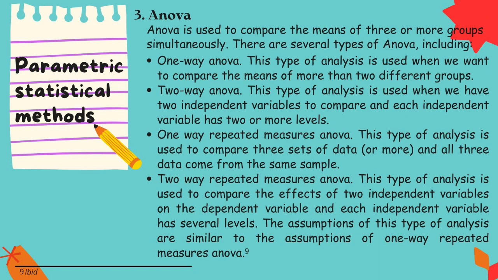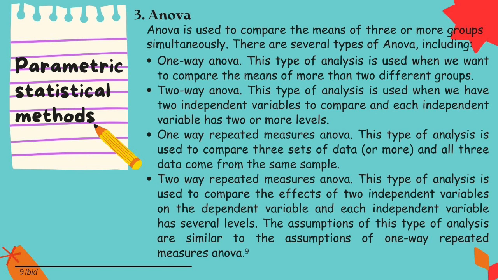Parametric statistical method. ANOVA. ANOVA is used to compare the means of three or more groups simultaneously. There are several types of ANOVA, including one-way ANOVA. This type of analysis is used when we want to compare the means of more than two different groups. Two-way ANOVA. This type of analysis is used when we have two independent variables to compare and each independent variable has two or more labels.